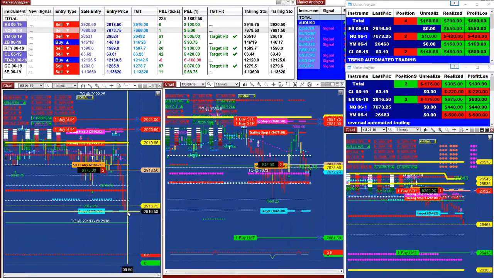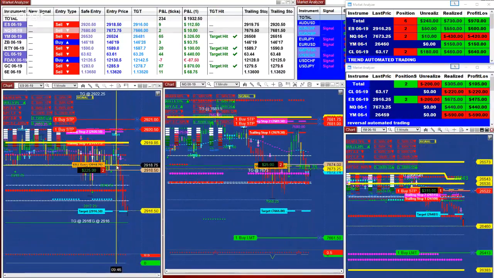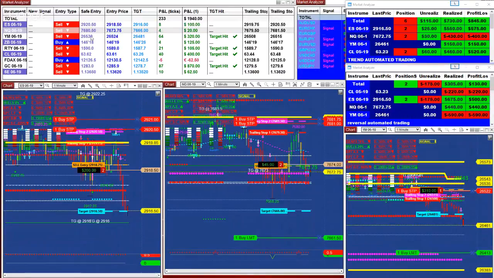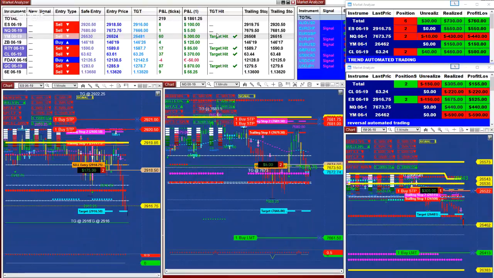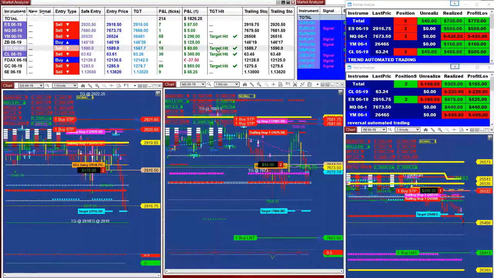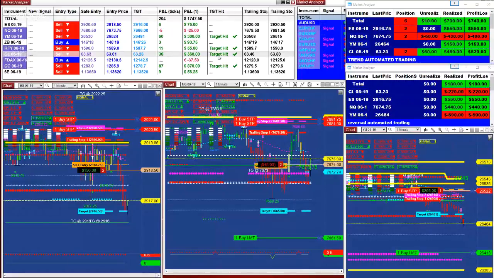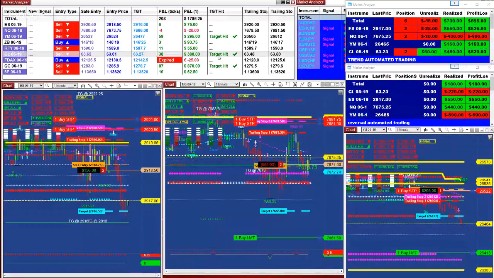The ES has hit the target right in front of you from the entry signal all the way here, and the CL has already hit the target. As we see right now on the market analyzer, we have 300 on the YM, we have the RTY, the Russell 80, and then we have 360 on the CL, and the Nasdaq is $30 down, and the ES has 5 ticks.